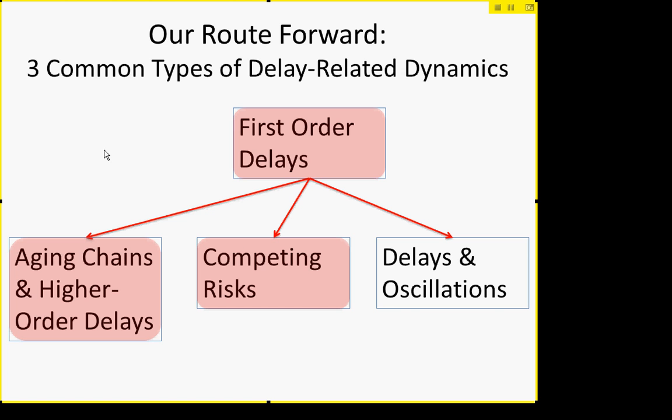Okay. So that's good. That's one property of a first-order feedback. What's another property of a first-order feedback?